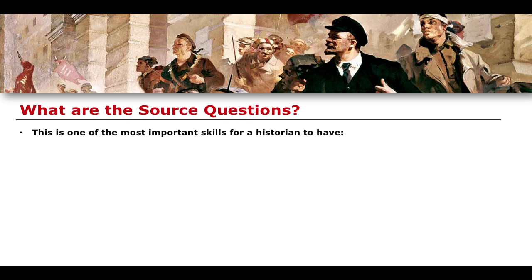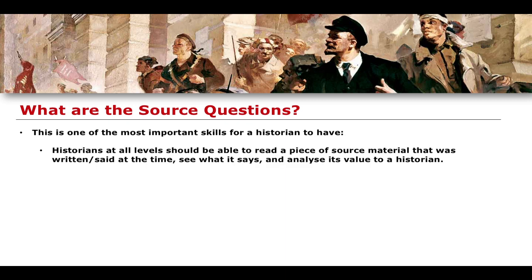This is one of the most important skills for a historian to have, a source question, the ability to understand sources. Historians at all levels, regardless of whether you're doing a GCSE, a degree or PhD, or writing a history book, should be able to read a piece of source material that was either written at the time or said at the time, and see what it says and analyze its value to the historian. How valuable is it to me as a historian?